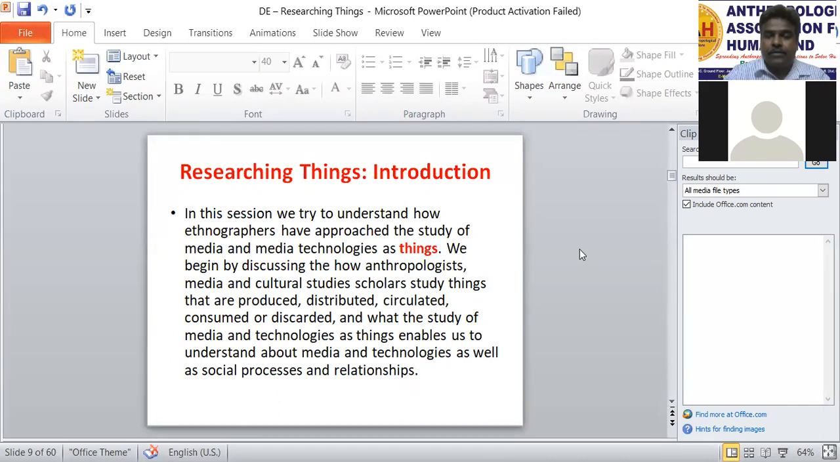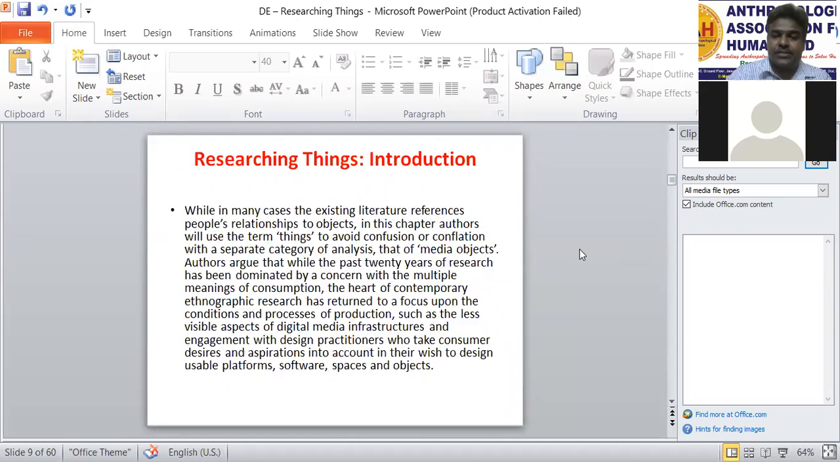While in many cases the existing literature references people's relationships to objects, in this chapter the authors will use the term things, to avoid confusion or conflation with a separate category of analysis, that of media objects.